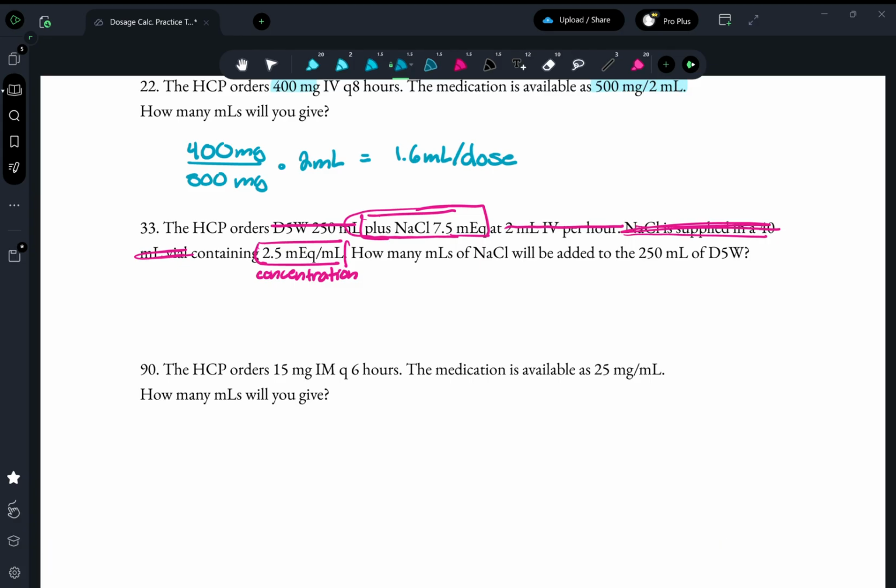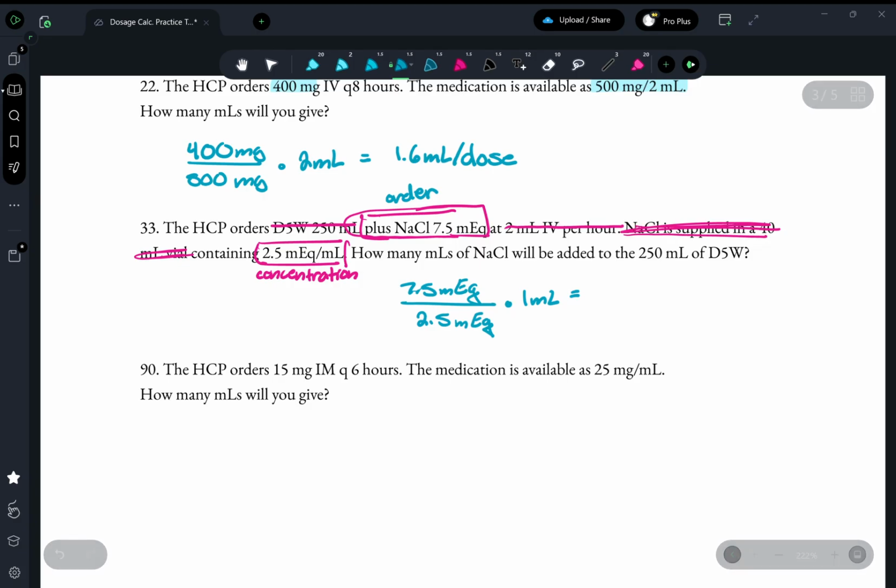So we know this is our order. We want 7.5 MEQs, which is like saying milligrams. Electrolytes are measured in MEQs. We want 7.5. We have 2.5 in our concentration per 1 ml. And our answer, once we do that, is going to be 3 mLs added to the 250. So the total fluid volume is going to be 250 mLs, but that is not what the question is asking. So ignore all the fluff. It's a distraction.